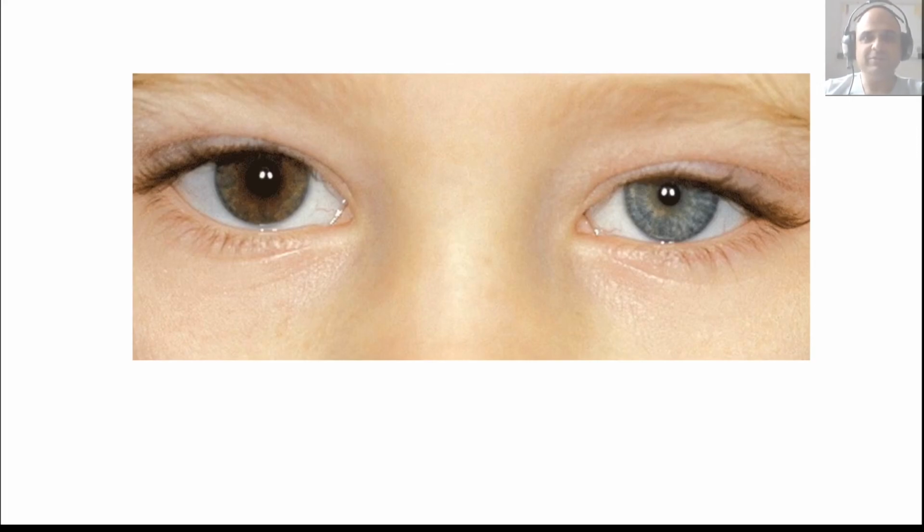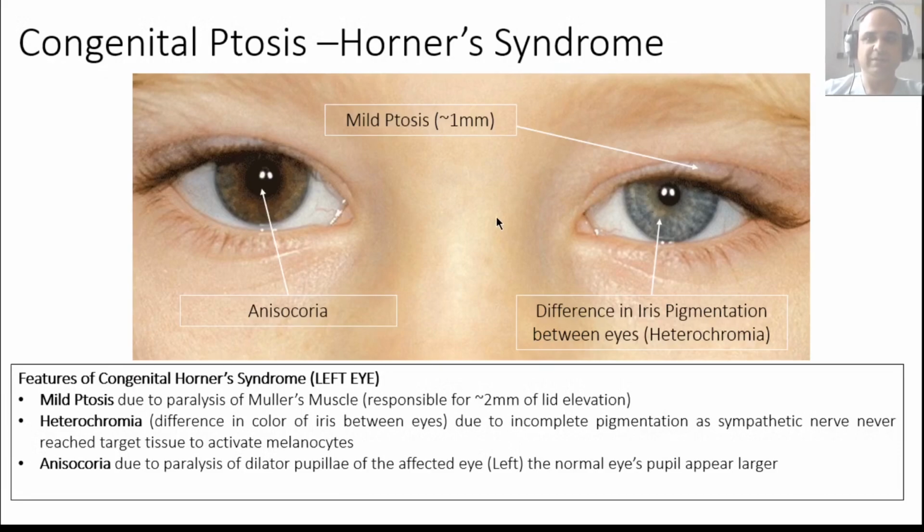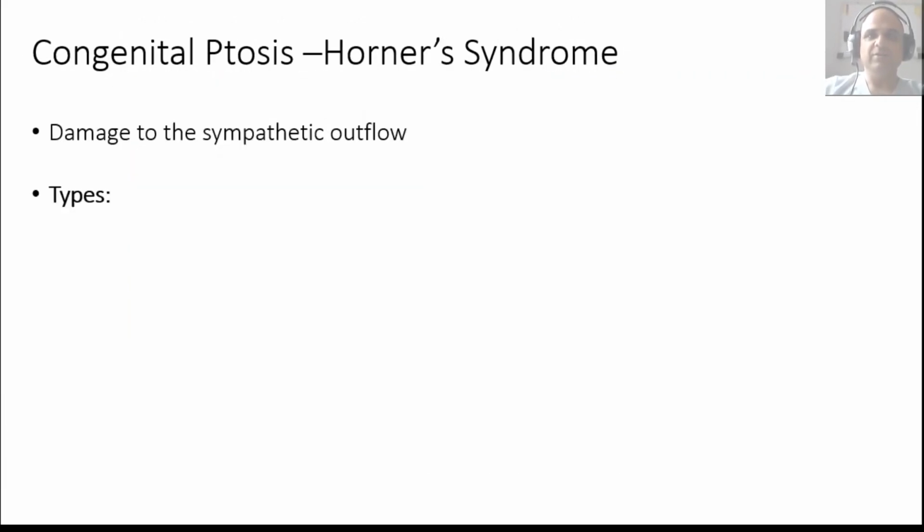We'll do some measurements of ptosis. We'll talk about them here very briefly. We have an entire presentation on the clinical examination of ptosis. You can refer to that video for more details. So let's bring in some of those labels. Mild ptosis, remember Muller's is only providing 2 millimeters of action, so this is just 1 millimeter of ptosis. Heterochromia, anisocoria, meaning difference in pupillary size, and all of these things are because of lack of sympathetic innervation.